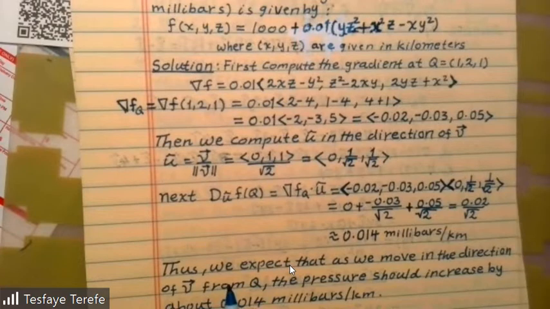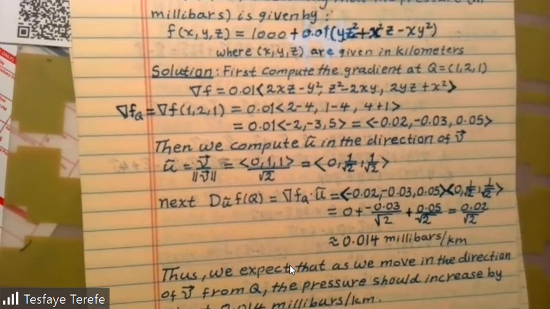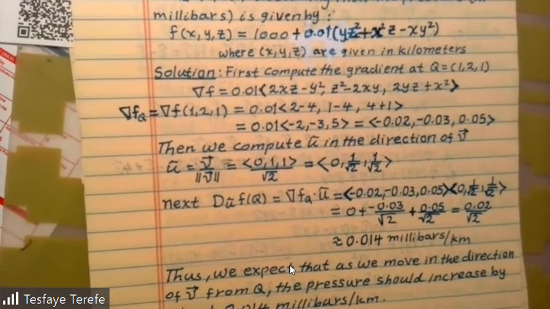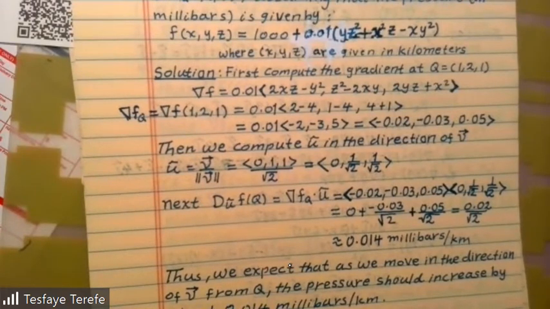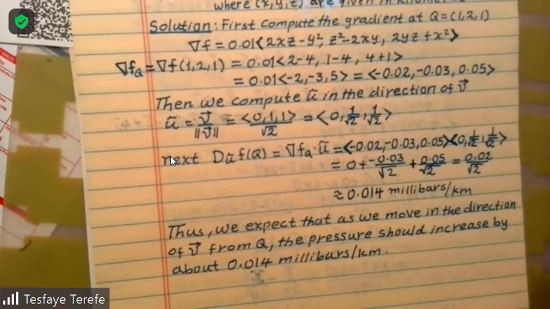Then what is really happening? The rate of change of pressure over distance, that means this number, 0.014 millibars, that means the pressure per kilometer. Thus, we express that as we move in the direction of V from Q, the pressure should increase because you have a positive rate of change by about 0.14 millibars per kilometer. Is the process clear? Guys, I moved fast, you can do the calculation. That is my hope, yeah?